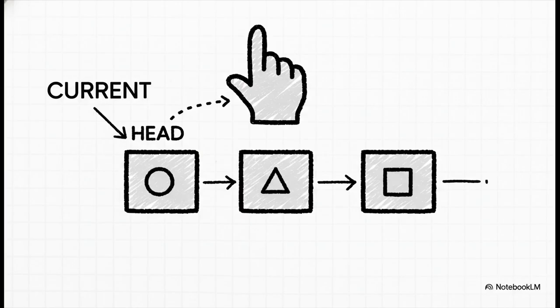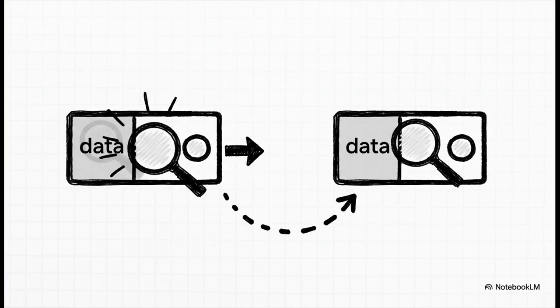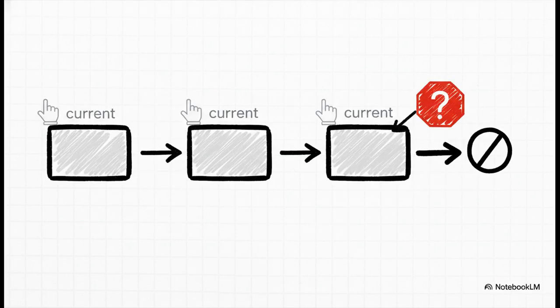To do this, we create a temporary pointer, let's call it current, and we start it off by pointing at the exact same place as our head. From here, it's a simple two-step dance. First, we read the data in the node that current is pointing to. Then we just tell current to move to the next node by following that next pointer. Easy as that. And we just repeat that process. Read the data, then follow the next pointer.